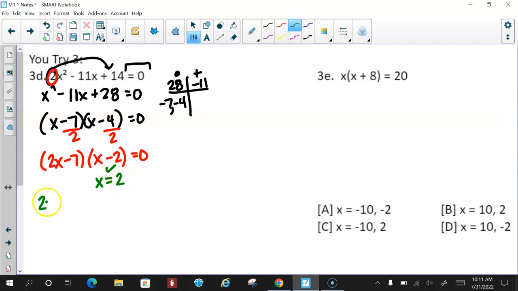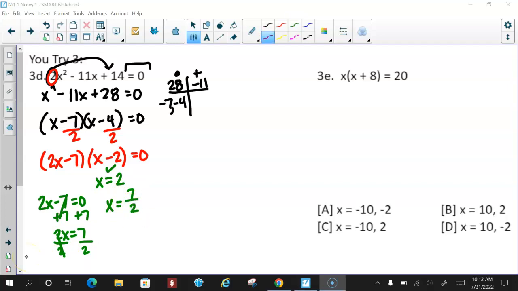But notice how I'm going to set this up. So 2x minus 7 is equal to 0, and let's solve for x. Add the 7 to both sides. So I've got 2x is equal to 7, and then of course divide by 2. You do get x is equal to 2, and x is equal to 7 over 2.